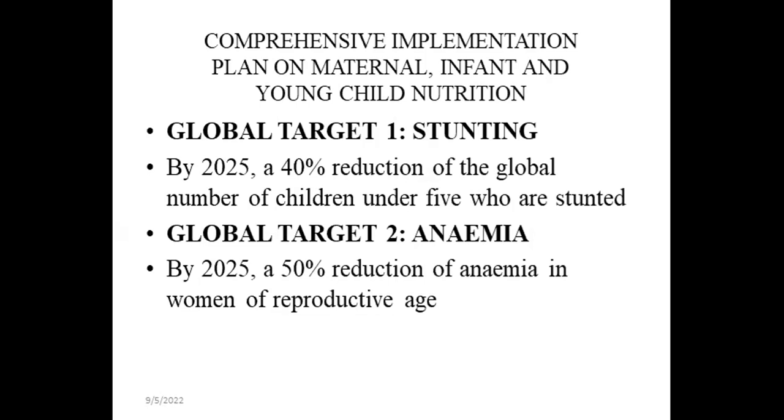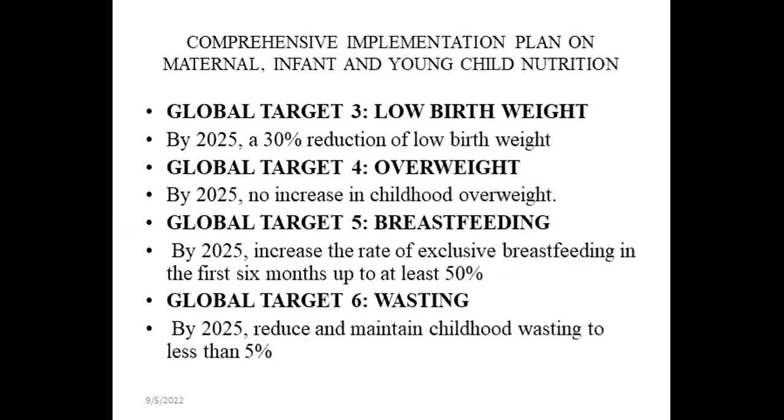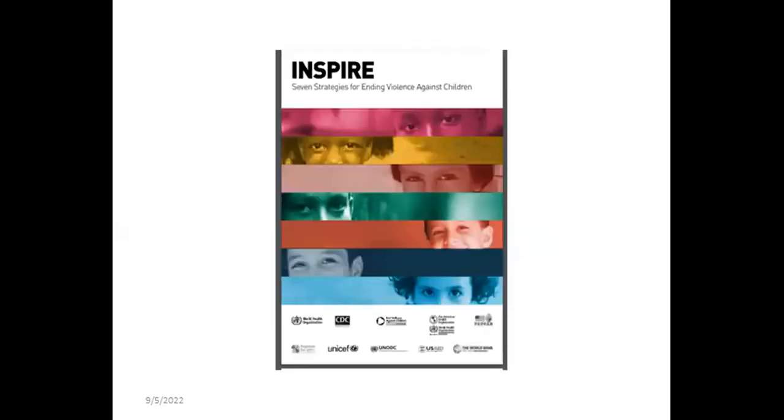Global target 2 is anemia. By 2025, a 50% reduction of anemia in women of reproductive age. Global target 3 is low birth weight. By 2025, a 30% reduction in low birth weight. Global target 4, overweight. By 2025, no increase in childhood overweight. Global target 5, breastfeeding. By 2025, increase the rate of exclusive breastfeeding in the first 6 months to at least 50%. Global target 6, wasting. By 2025, reduce and maintain childhood wasting to less than 5%.